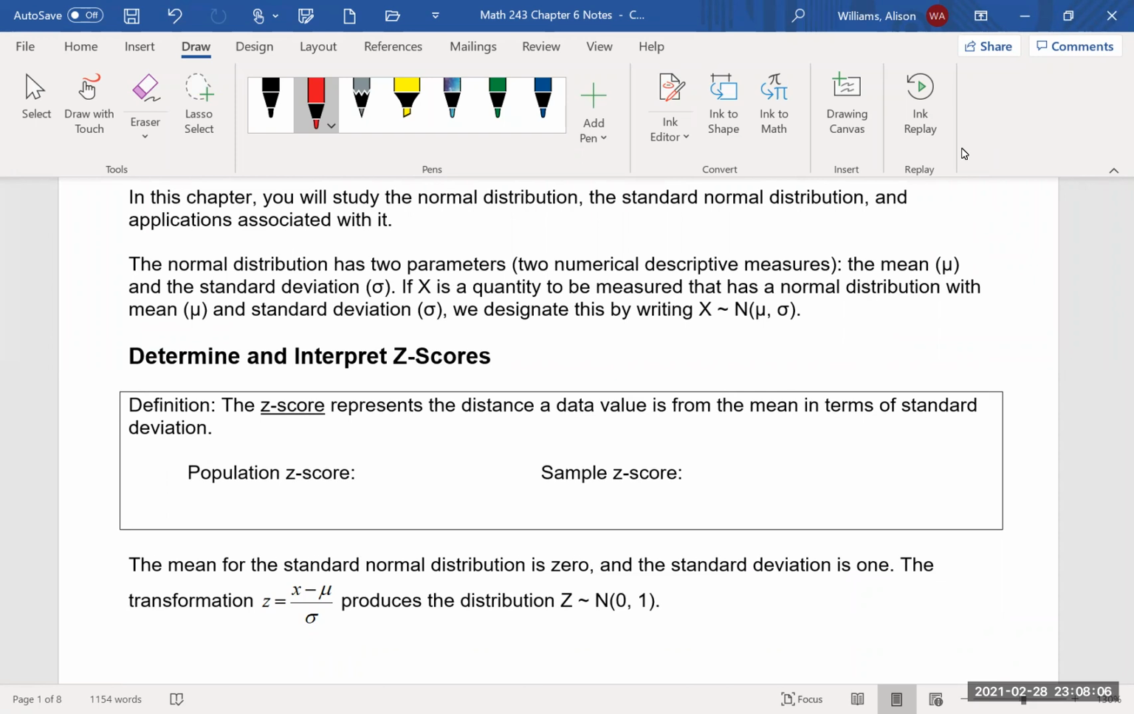The z-score represents the distance a data value is from the mean in terms of standard deviations. So if you say z equals 1, that means that data value is one standard deviation away from the mean. In fact, it's one standard deviation above the mean. But let me first give you the formulas we're going to use to find the z-score. For the population, the z-score is z equals x minus mu over sigma. And x is referring to some sort of data value.